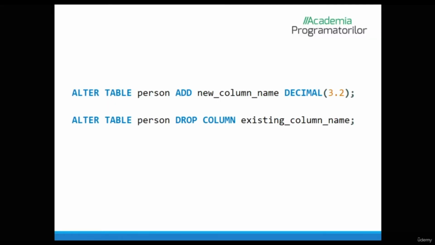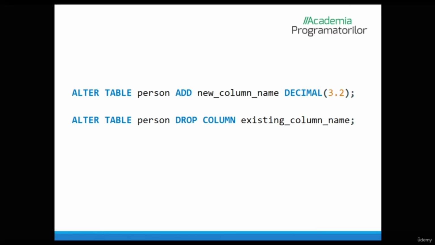Changing the structure of a table can consist of two things: adding and deleting columns. Both things are done by the alter table command, after which we will specify the name of the table whose structure we want to modify. After the name of the table, we will choose what exactly we want to do. We will specify if we want to add a column or if we want to delete a column.